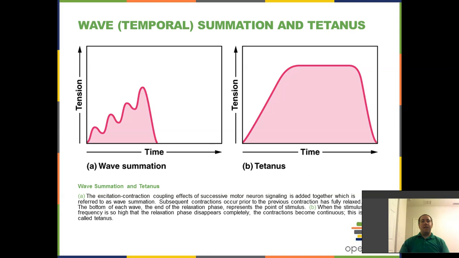If these contractions happen very, very close together in a very short period of time, if we zoom out on the graph, rather than seeing this wave form, we essentially see a straight line that comes all the way up and then plateaus. This is called tetanus. Tetanus is the state of muscles being at maximum contraction and staying there.